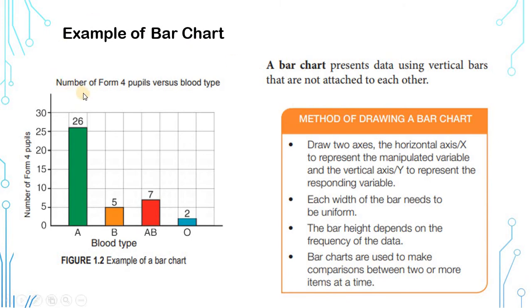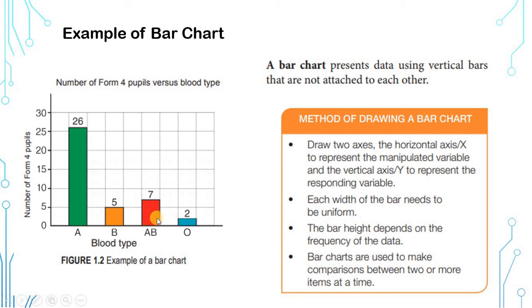Next, bar chart. Here is an example of a bar chart. A bar chart presents data using vertical bars that are not attached to each other. I am very sure that you all know about this bar chart. Draw two axes: the horizontal x-axis represents the manipulated variable, and the vertical axis represents the responding variable. The width of each bar must be uniform.